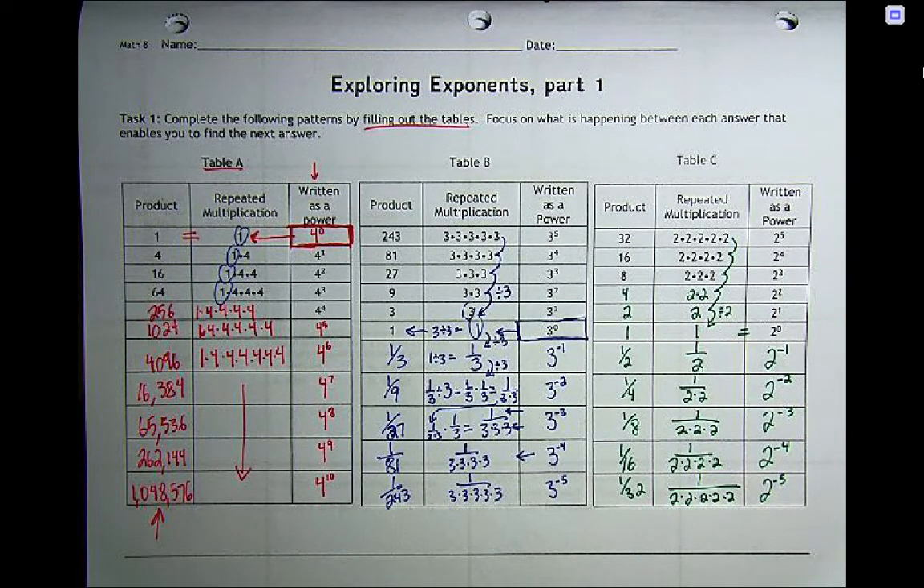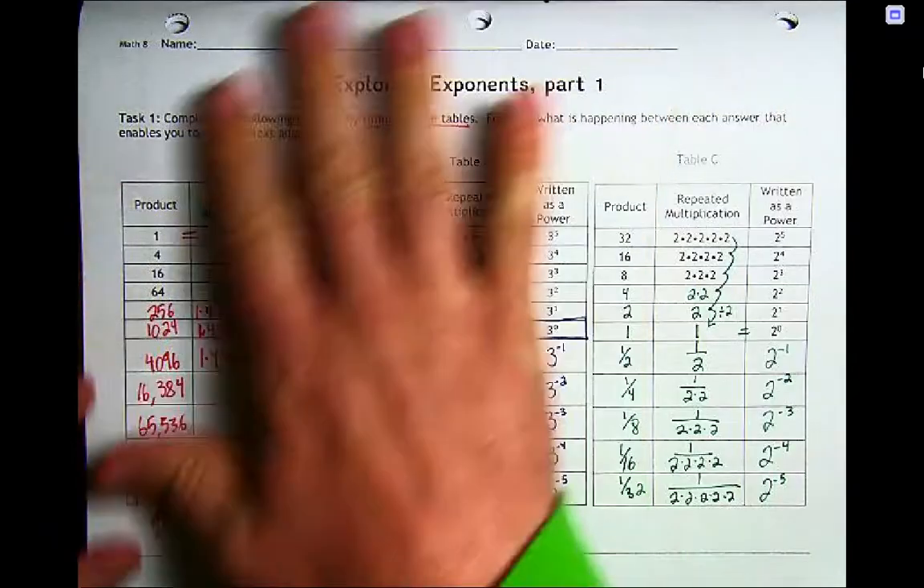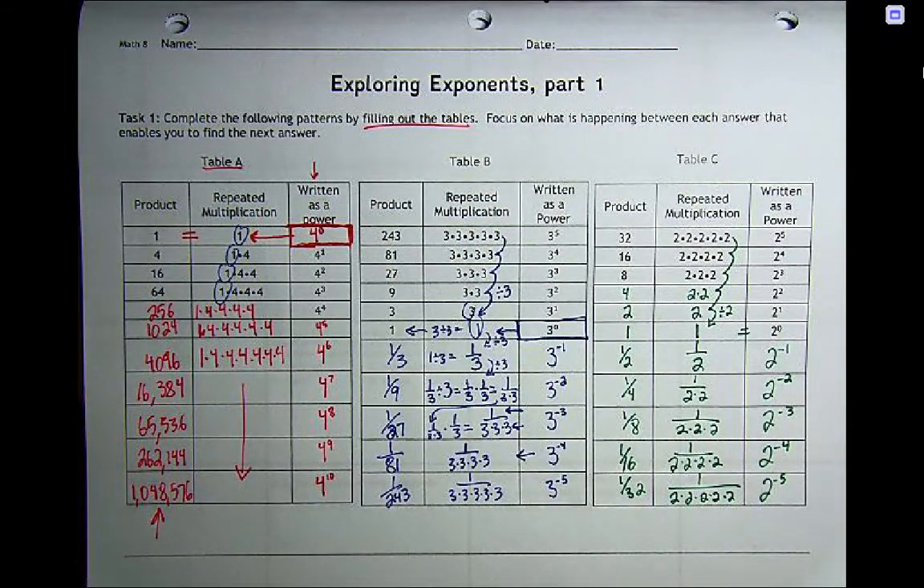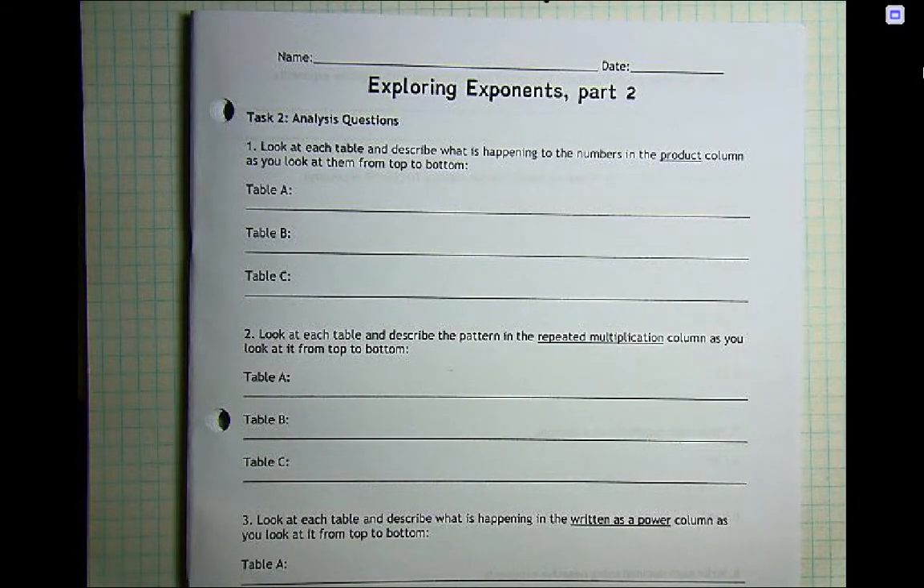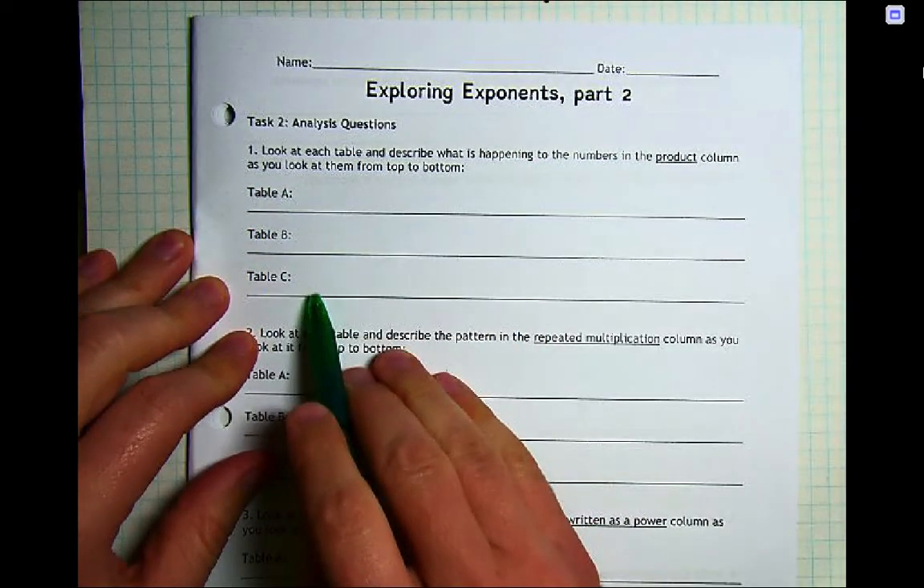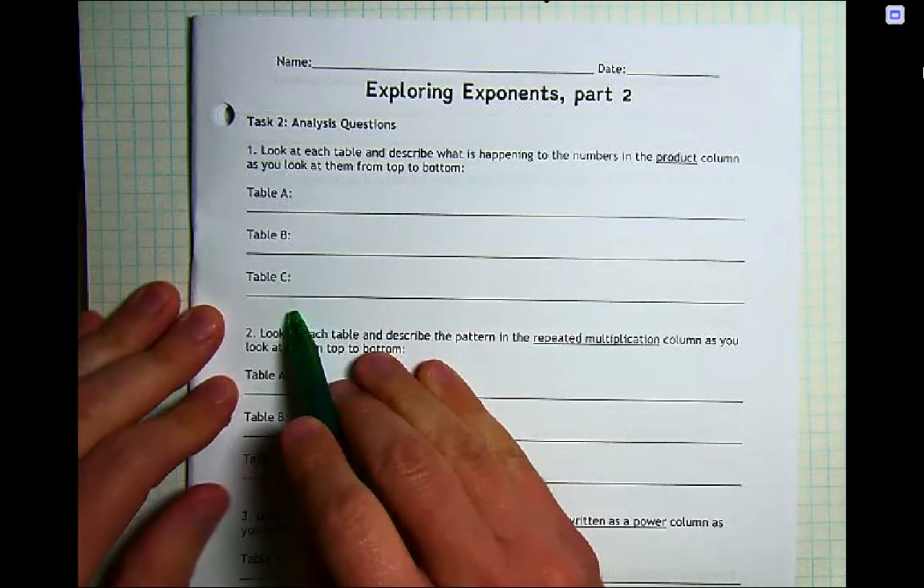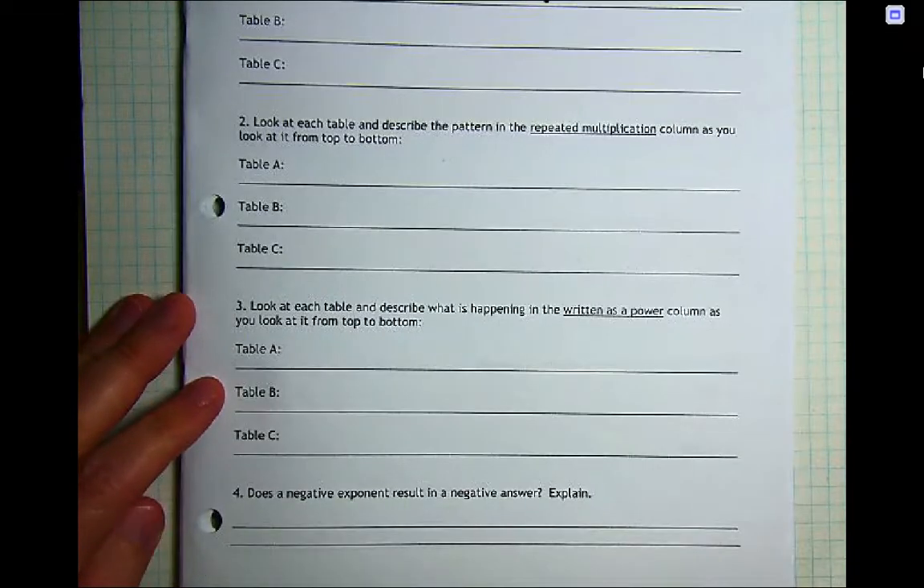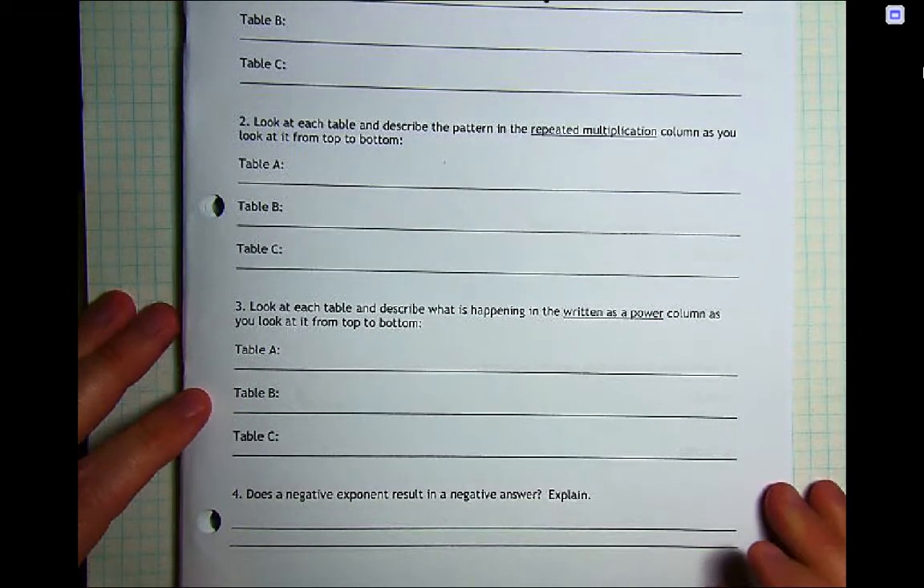So now what I would like you to do is take your answers from this and start to answer the questions in Exploring Exponents Part 2. Basically, it's going to ask you, look at Table A. What's happening in this column? What's happening in that column of Table B, Table C? And you're going to describe the patterns that you saw.